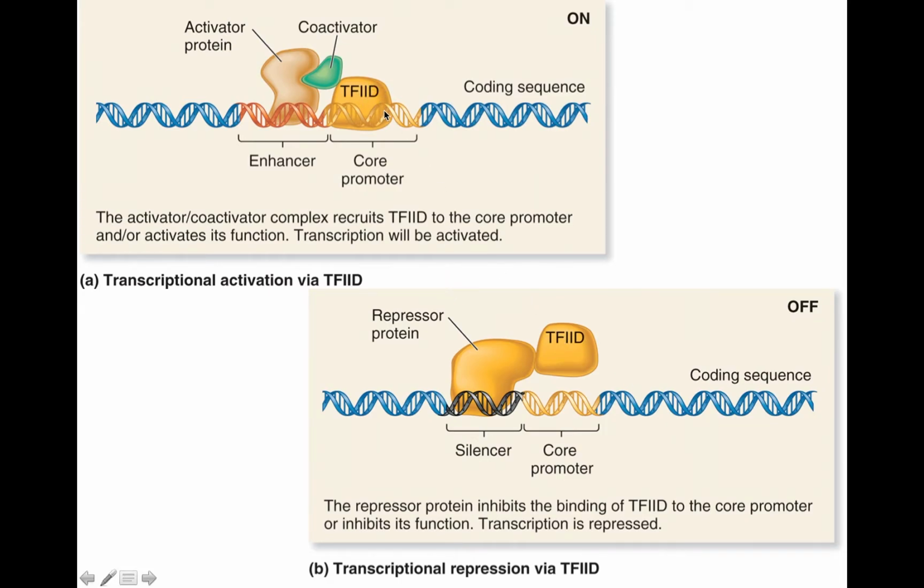Here we have TF2D bound to the core promoter, and it is recruited there itself by activators, transcription factor activators bound to coactivators. They bind in an enhancer region. In addition, we could also have repressor proteins bound to silencers in the DNA that prevent TF2D from binding.